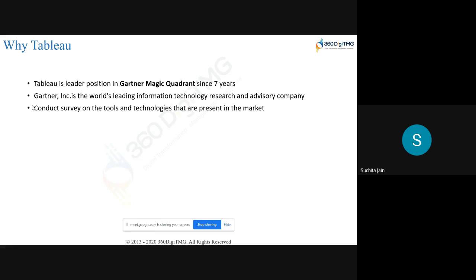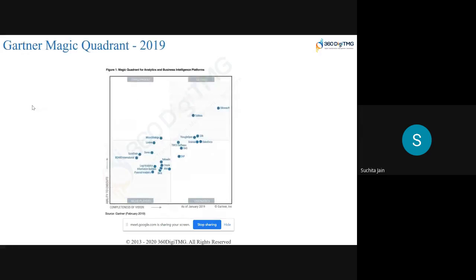Now I'm going to show you a chart. This is the Gartner Magic Quadrant for 2019, for analytics and business intelligence platforms. Can you see Tableau here on the leaders board, and for the last 7 years it has retained its position. Some of the software went to visionaries, niche players, and challengers. Tableau has consistently maintained its spot at the leaders board.